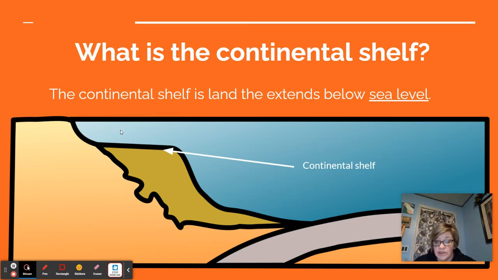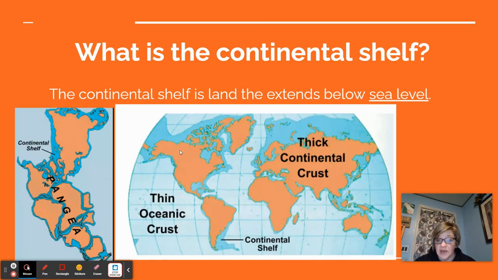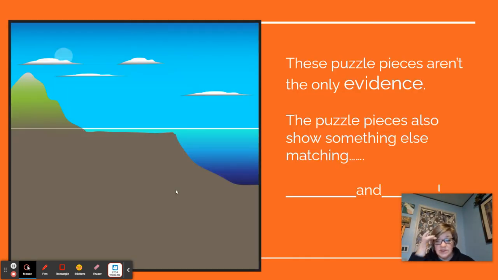It's under the ocean. Here's a really deep ocean floor, but right off the coast, there's a more shallow edge called the continental shelf. And when Wegener saw maps of the continental shelf, he started to see that these pieces fit together. These puzzle pieces aren't the only evidence he saw, though.